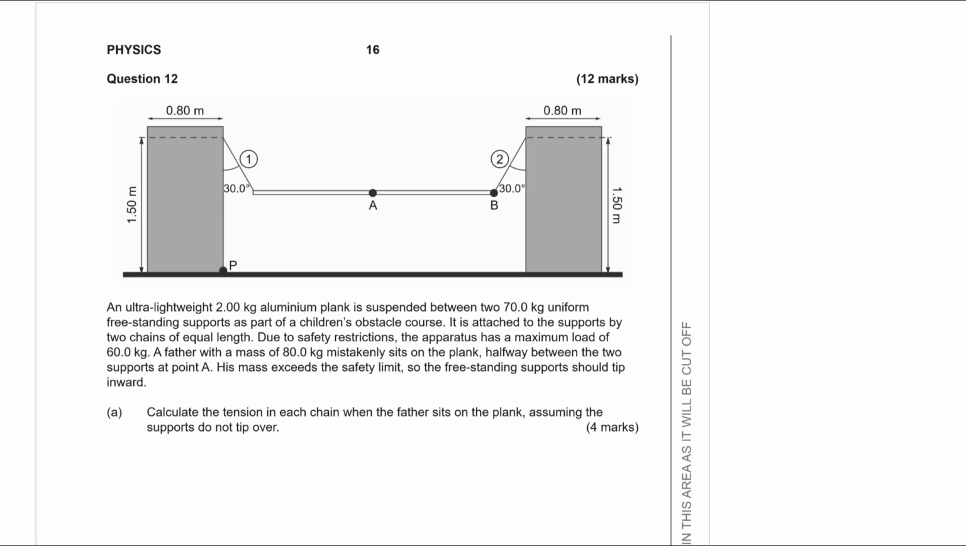All right, question 12, we've got a static equilibrium scenario where we've got 2 support pillars either side of a plank, which is hanging from a chain.